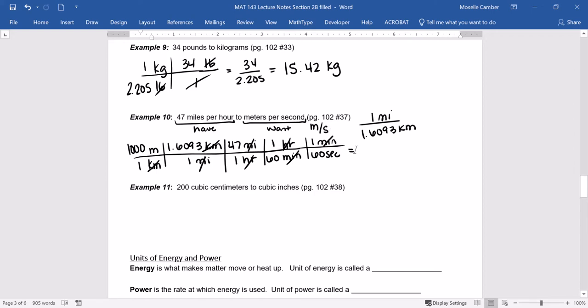So I can do my math. Remember, you can either multiply everything on top, multiply everything on bottom, and then divide. Or you can multiply everything on top, divide by 60, hit enter, and then divide by 60 again, and hit enter. And you should get 21.02 meters per second.